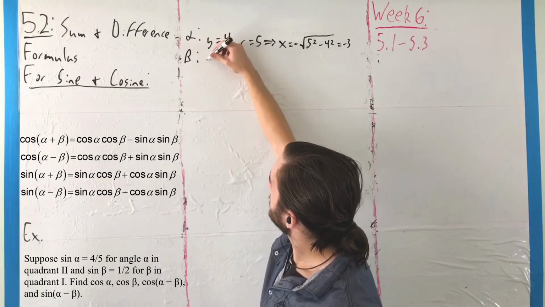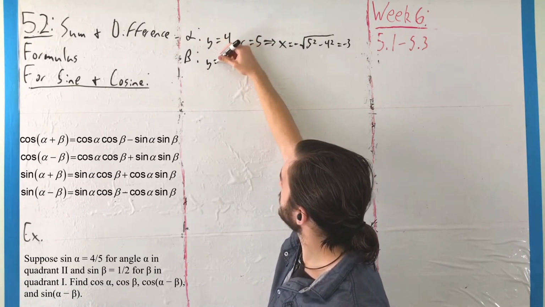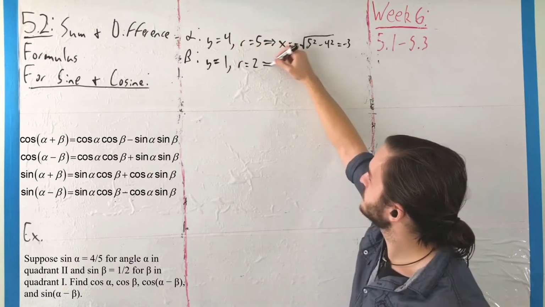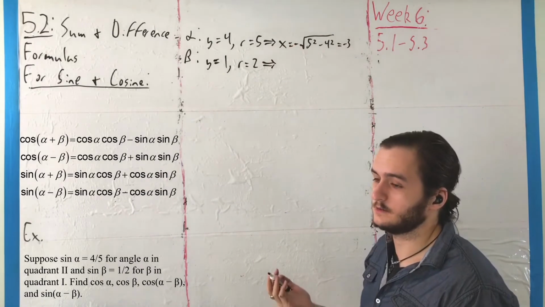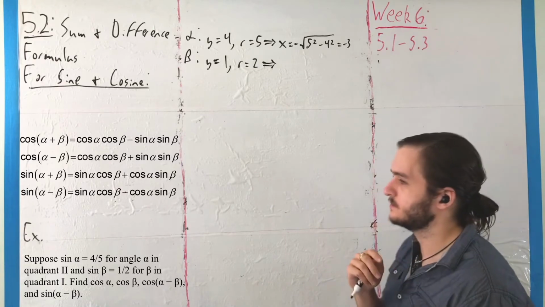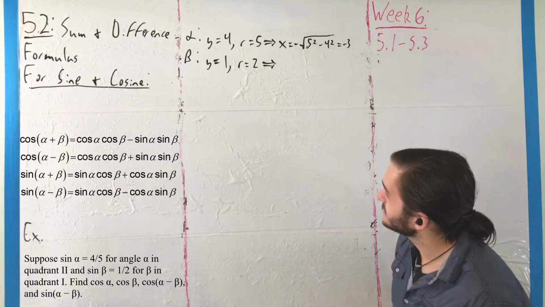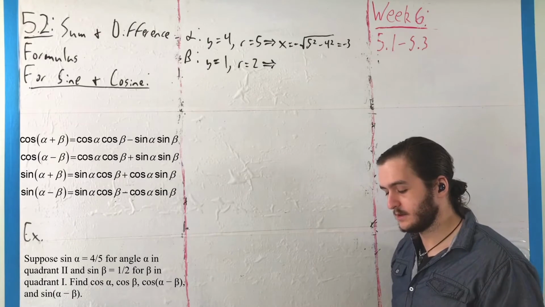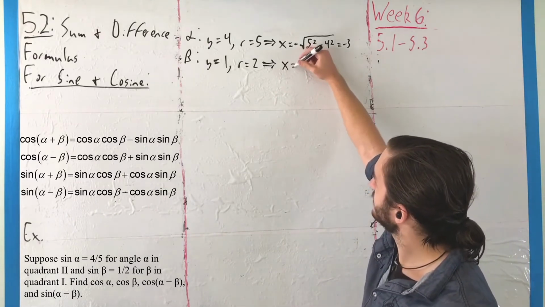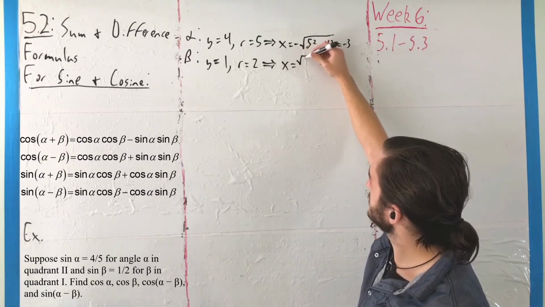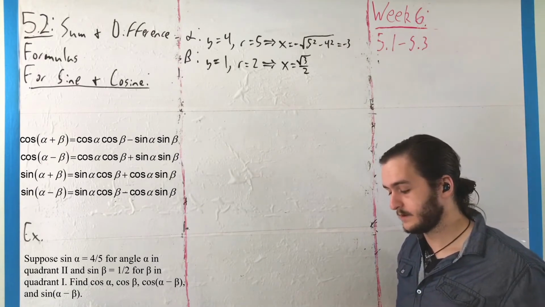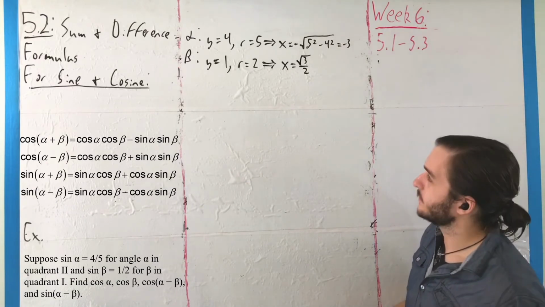in terms of beta, we have that y is equal to 1, r is equal to 2, and so this is a common angle. Hopefully you can guess, and you're not going to say it explicitly, but the angle beta is pi/6. In any case, we can use the Pythagorean theorem here, if we really need to, to get that x has to be √3/2. And if we have this, then we can just get our angles.